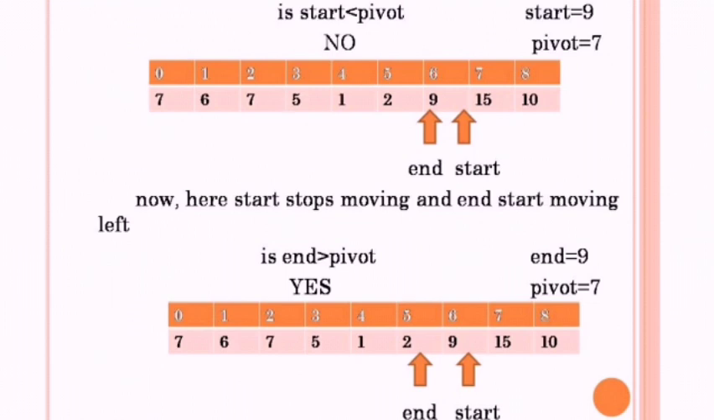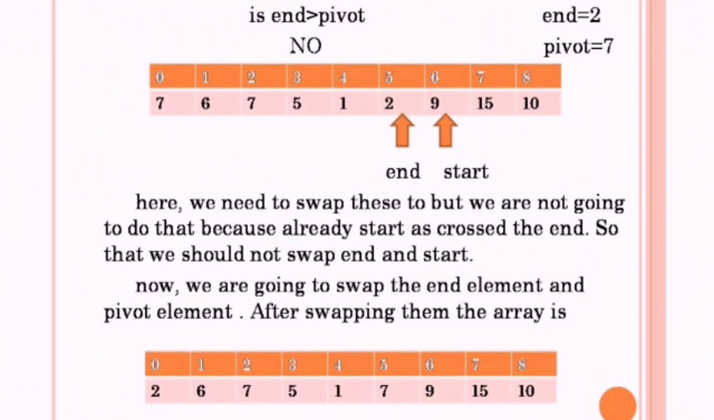Here you can see that end point is less than starting point. Here end is 2 and pivot is 7. Here we need to swap this end point and the start point, but we are not going to swap these two because the start has already crossed the endpoint, so we should not swap end and start.